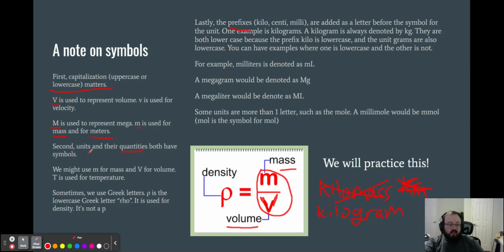So units and quantities both have symbols. I'm going to erase and we're going to start again. So the units and the quantities both have symbols, right? So mass is m.